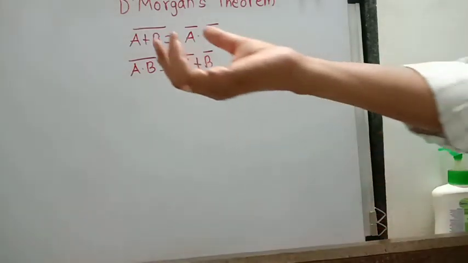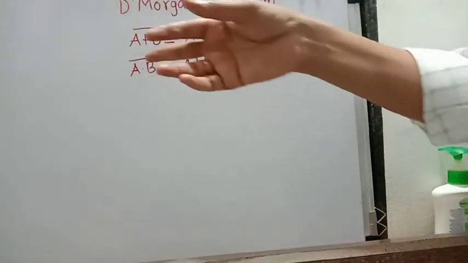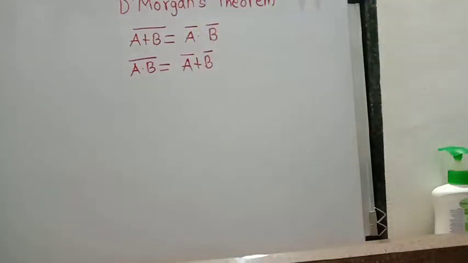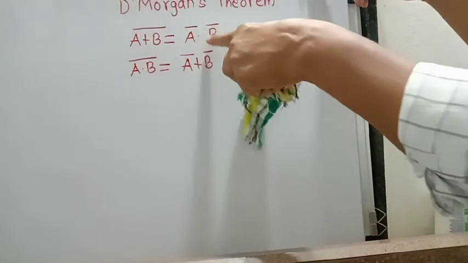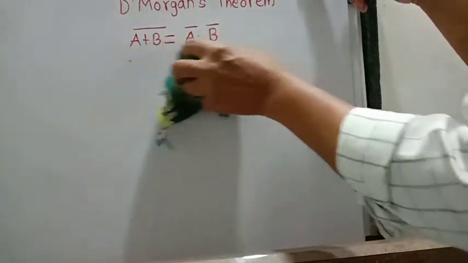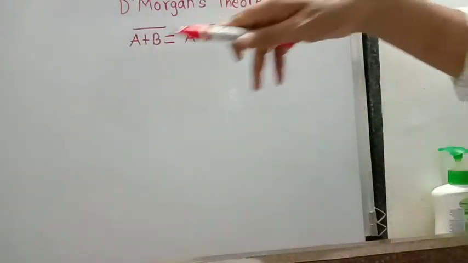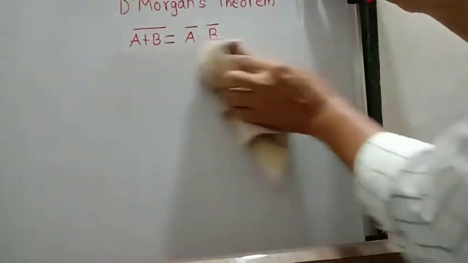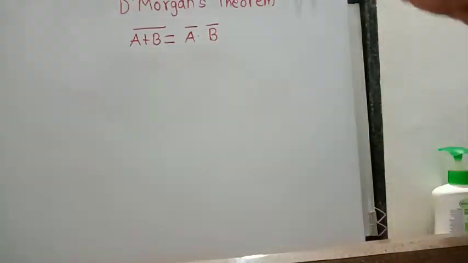Now how to verify the first theorem? See the first theorem: complement of sum is equal to product of complements. The LHS side is (A plus B) bar. That is, LHS is equal to (A plus B) bar.